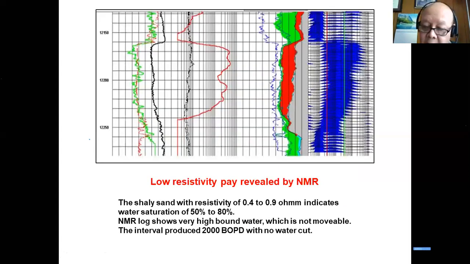And here, another example where the NMR was able to identify the hydrocarbon-bearing interval, even though the resistivity was very low. The resistivity in the shaly interval was about 0.4 to 0.9 ohm only, and the water saturation about 50 to 80%. NMR was able to identify a very high amount of bound water, which is not movable, and this interval actually produced 2,000 barrels of oil with no water cut.